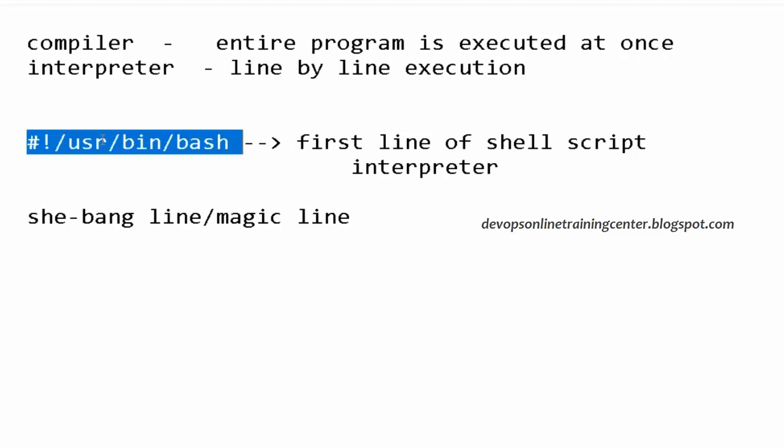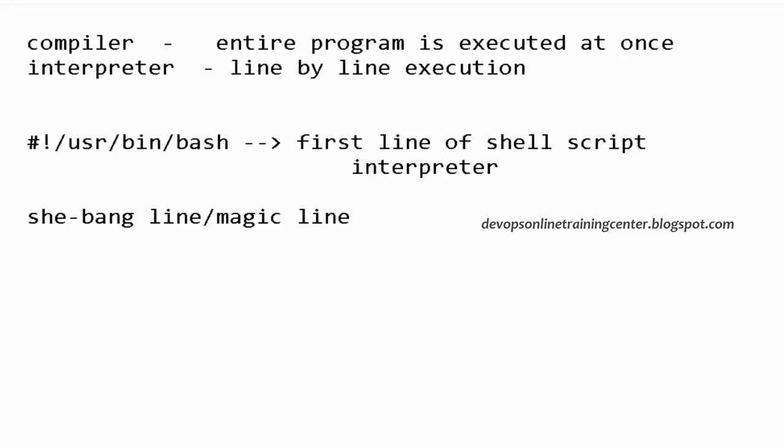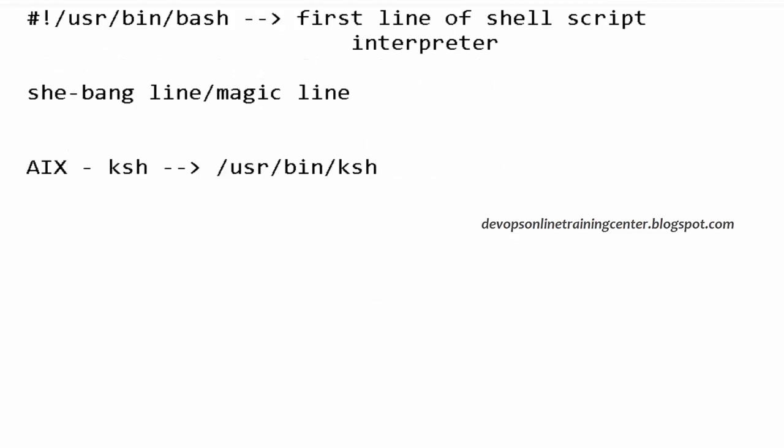So the machine knows that it has to use the bash interpreter. By default in Linux it is the bash interpreter which is used. In the case of AIX and HPUX, the KSH shell is used, so it will be something like /usr/bin/ksh. This interpreter location changes based on the distribution. Some distributions use /bin/bash, some use /usr/bin/bash. Based on the interpreter, we need to add the first line in the shell script. So how do we find out whether it is /bin/bash or /usr/bin/bash?